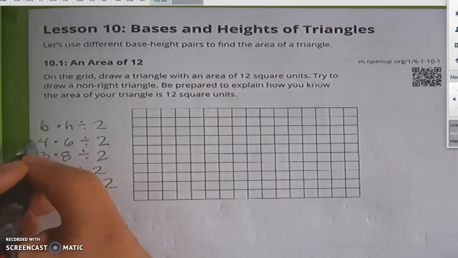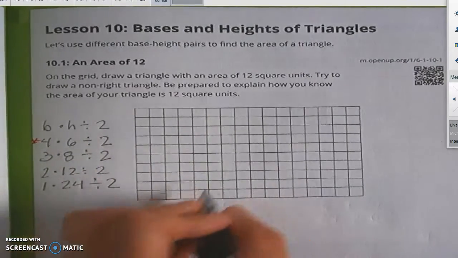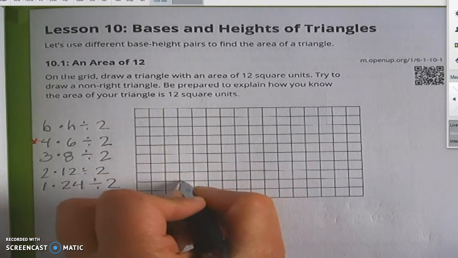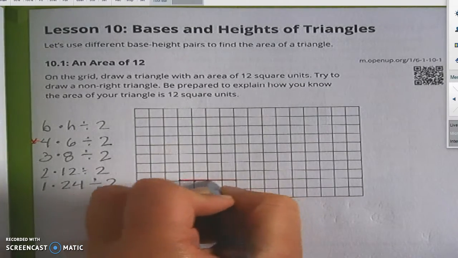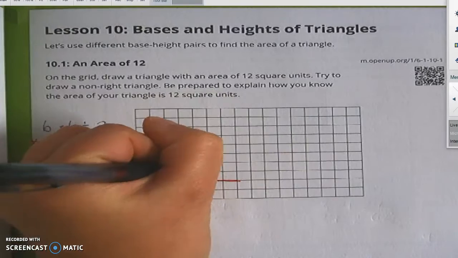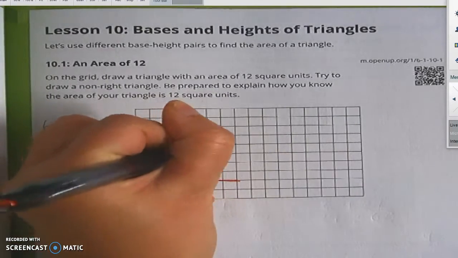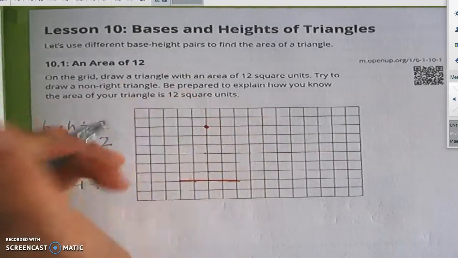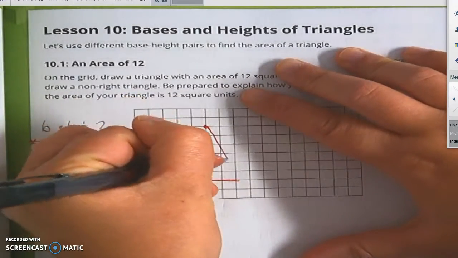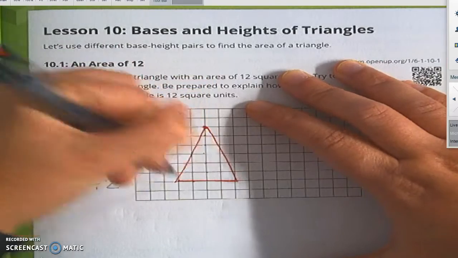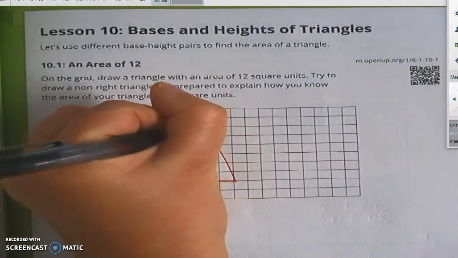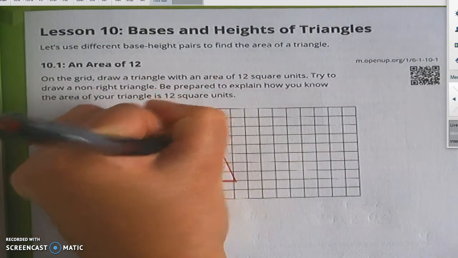So I'm just going to choose this one right here. I need a base of 4. So 1, 2, 3, 4. And a height of 6. And I'm going to try to draw this as straight as I can. I should be using a straight edge, but I'm not. I'm cheating. I know that. And I'm going to just mark my height in here.